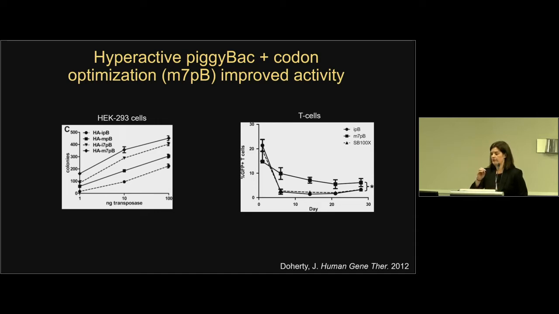Matt Wilson's lab compared different combinations of codon optimization and hyperactivity. And so you can see this very clear result where the HAM7PB, which was mammalian codon optimized, 7 amino acid changed, hyperactive piggyBac was the best, and the insect PB, the original, was the worst. Comparing M7PB to Sleeping Beauty 100X, looking at GFP expression over time in T cells, it looks like M7PB was very, very good and significantly better.